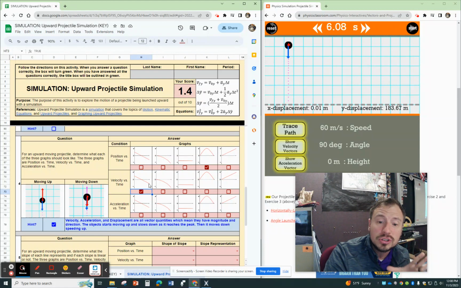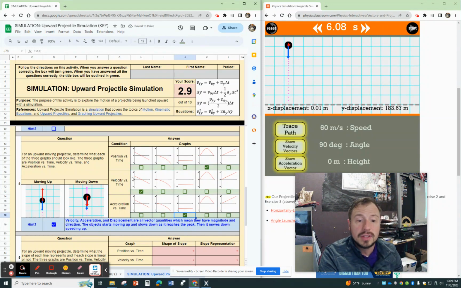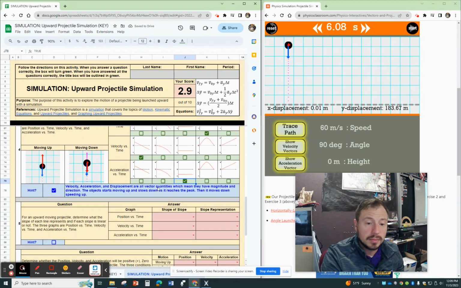And the reason why I know it's a straight line like this is because the slope of this velocity versus time graph is my acceleration. Acceleration is going to be that, right? It's just going to be negative. That's the slope of my velocity versus time graph, right?